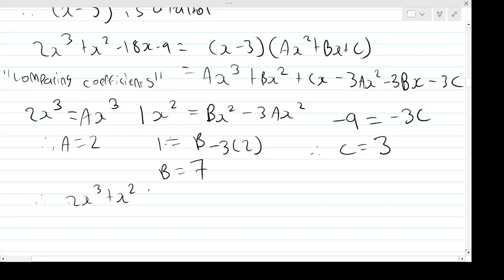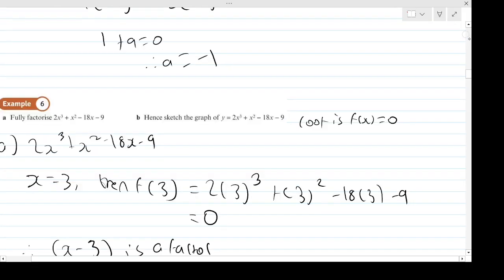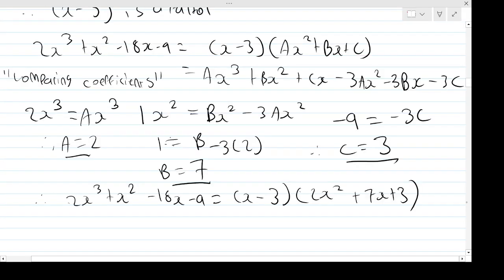So 2x cubed plus x squared minus 18x minus 9 is x minus 3. And now the quadratic factor, and now we know our coefficients a, b, and c, will be 2x squared plus 7x plus 3. Cool. Right, okay, well then, it said to fully factorise, which means factorise as far as we can. Okay, well, we could factorise a quadratic, right?